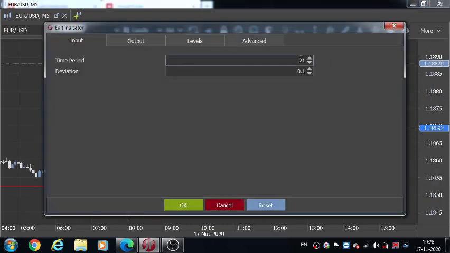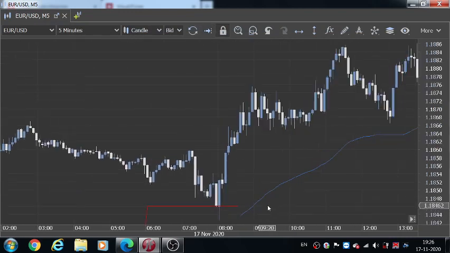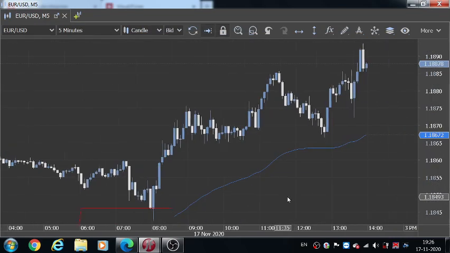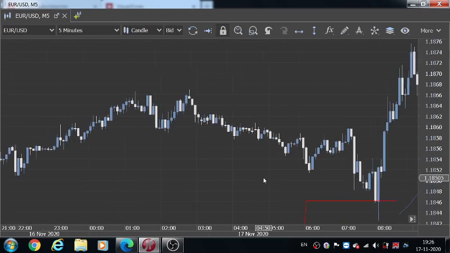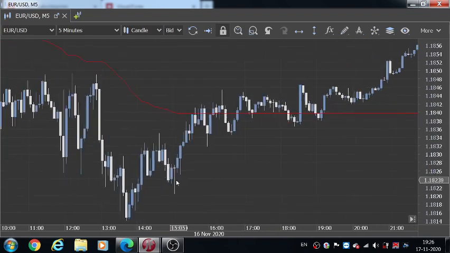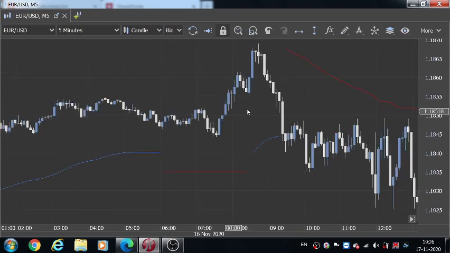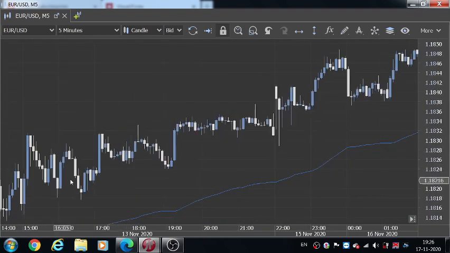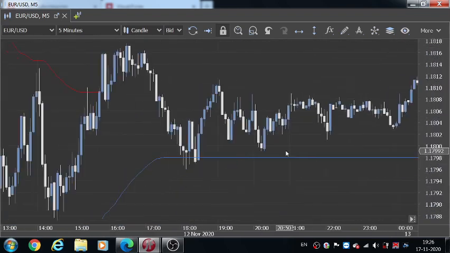Again, suppose we extend the time horizon and, for example, go for 40. Then the last 40 candlesticks of 5 minutes each for EURUSD will be taken into consideration. As a result of the larger number of data points, we have more smoothing in the plotting of this indicator, the trend envelopes, and that is apparent from this plotting which we have done for this indicator chart on the EURUSD.